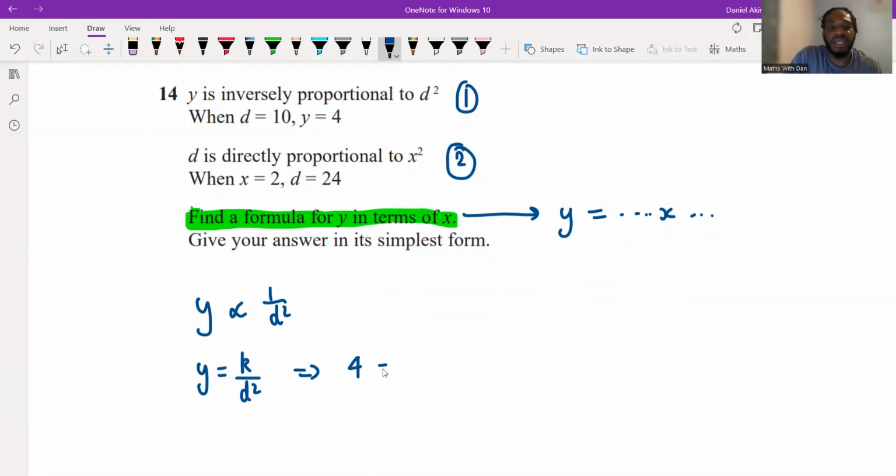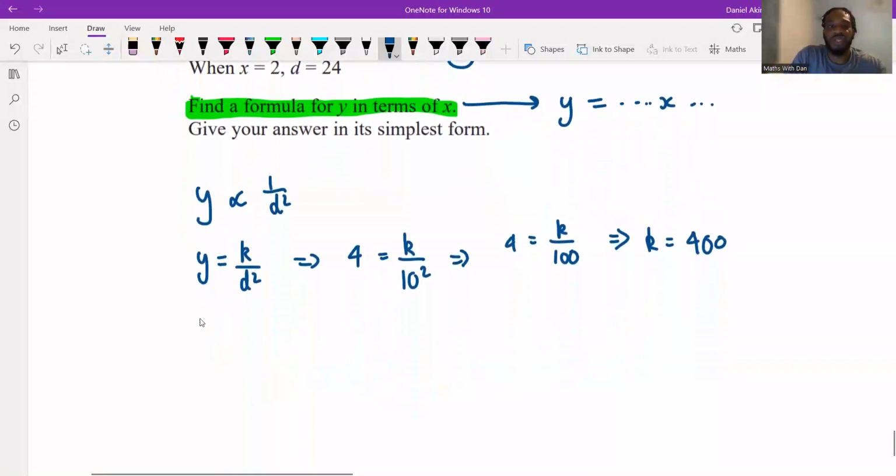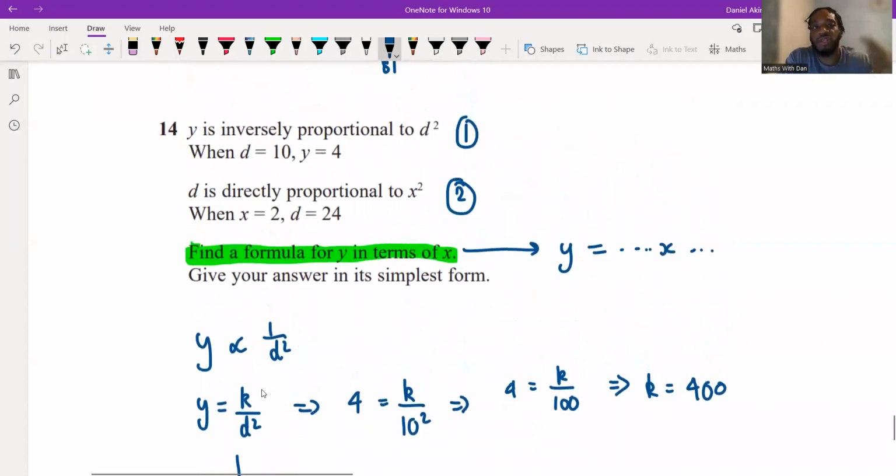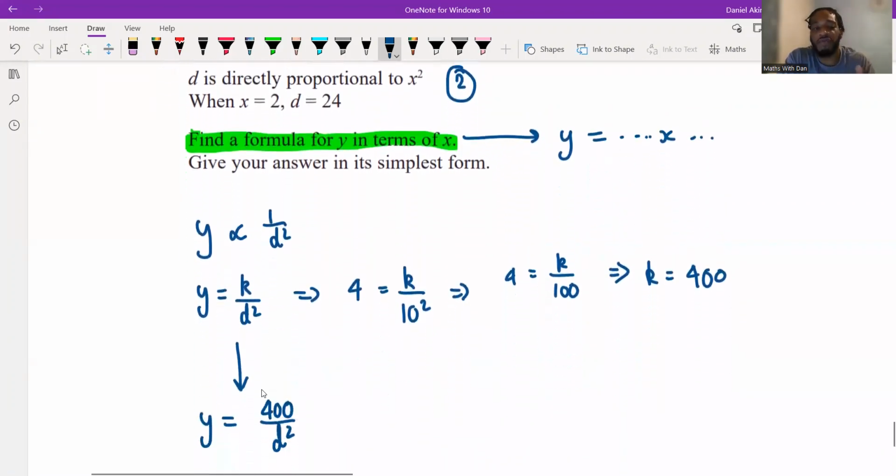So I have 4 is equal to k divided by d, which is 10, so 10 squared. This just becomes 4 is equal to k over 100. So therefore, k is equal to, just times both sides by 100, k is equal to 400. We have our constant of proportionality. We plug it into our original formula, which is this one here. So I have y is equal to 400 divided by d squared. That's information one done. We've used the values and we've created a formula.